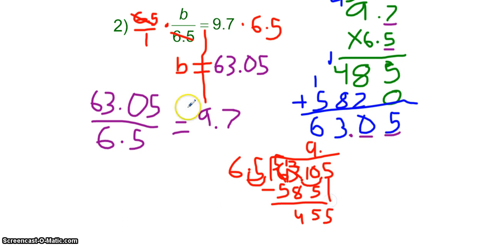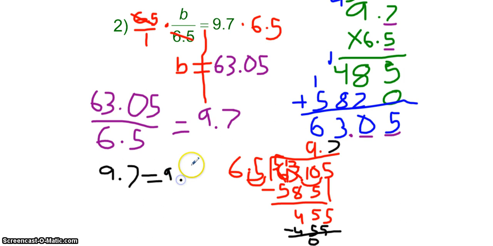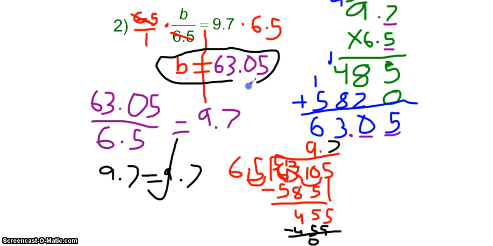Okay. 65 goes into 455 7 times. And 7 times 65 is 455, which shows our answer is equivalent. 9 7/10 is equivalent to 9 7/10. Yay! Our answer is correct. B must be equivalent to 63 5/100.